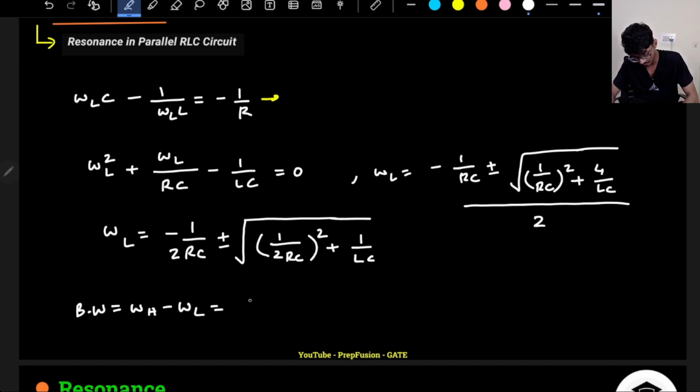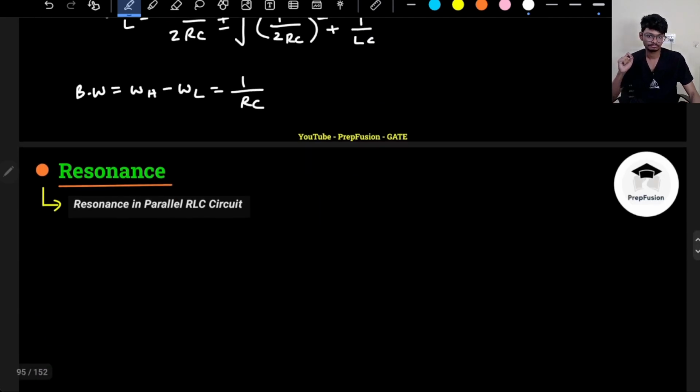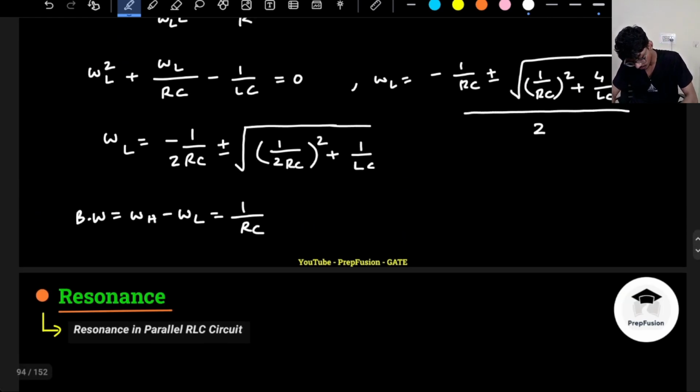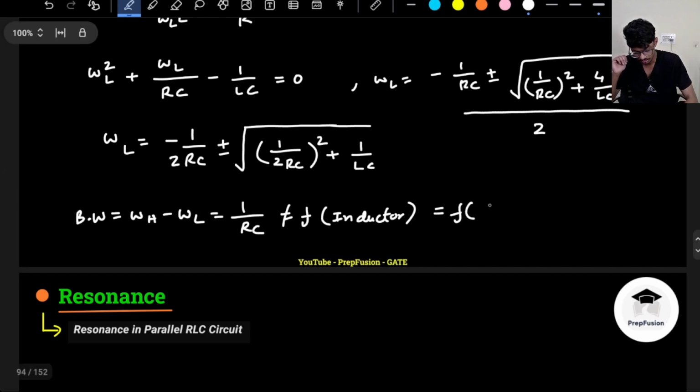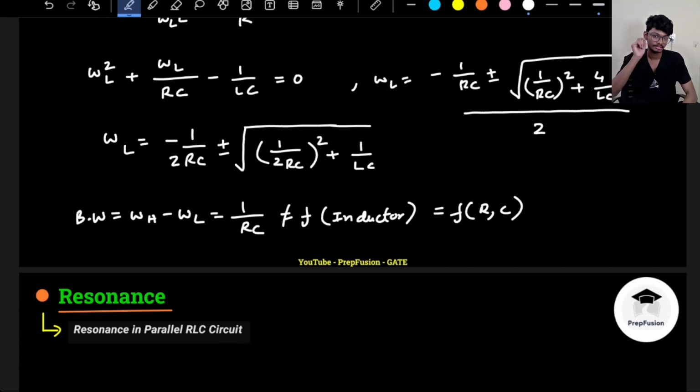So it actually comes out to be 1 by RC. Okay, so this is my bandwidth. So I can rewrite my formulas of omega L and omega H. Another important fact to note here is my bandwidth is not a function of inductor. So for a parallel resonance circuit, the bandwidth is just a function of capacitor and resistor. For a series resonance circuit, the bandwidth was a function of inductor and resistor.